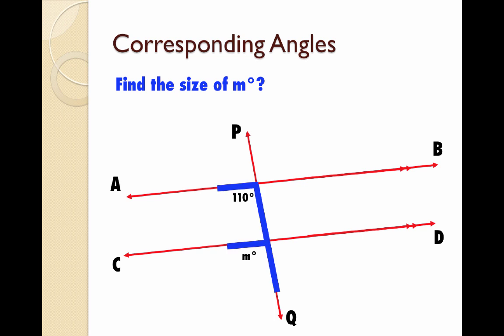When I draw my blue lines around these two angles, I might notice something, that it creates a capital F, telling me that these are corresponding angles, and corresponding angles, they're equal. So I can write that M is 110 degrees because the corresponding angles are going to be equal to each other.